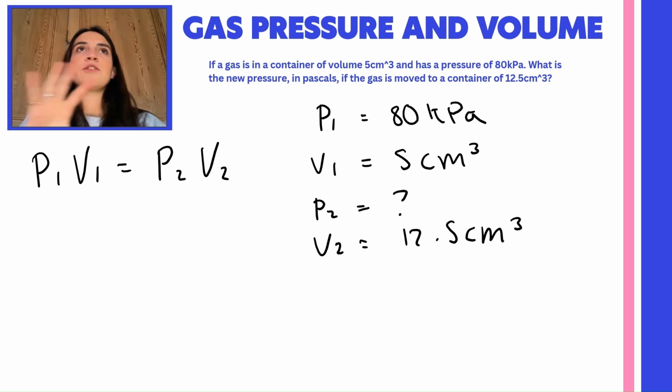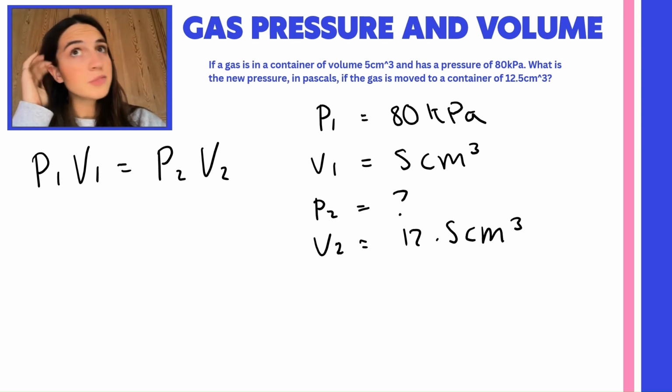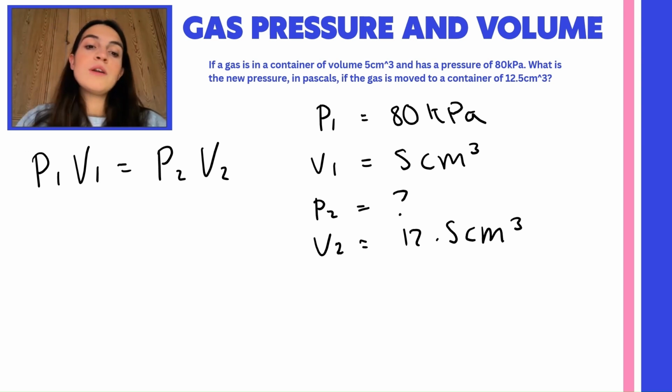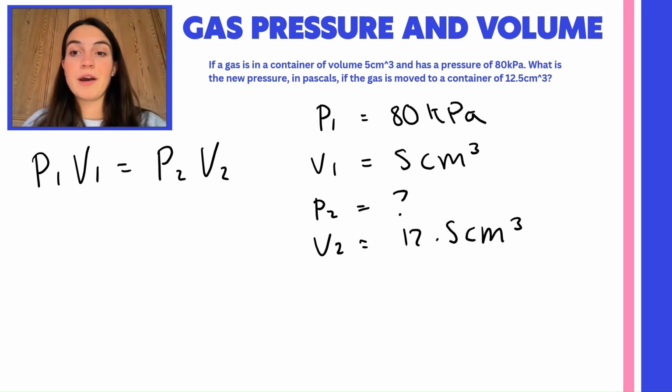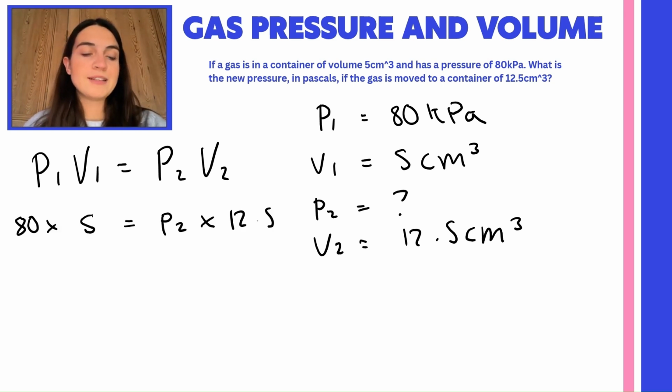So what I'm going to do first is I'm just going to write all of these P1, V1, P2, V2 into where they should go in my equation below. So P1 80 times V1 5 is P2 times V2 12.5. Notice here how I haven't converted anything. I haven't put my pressures into pascals.